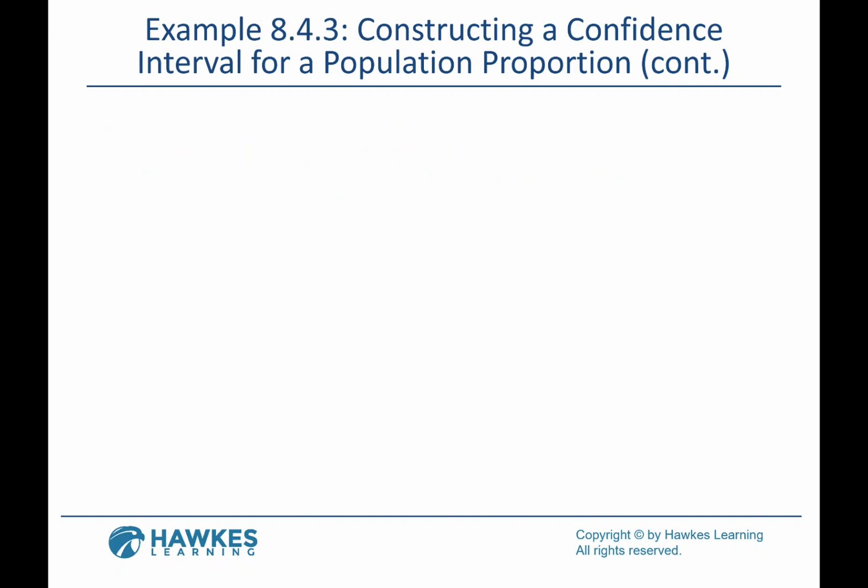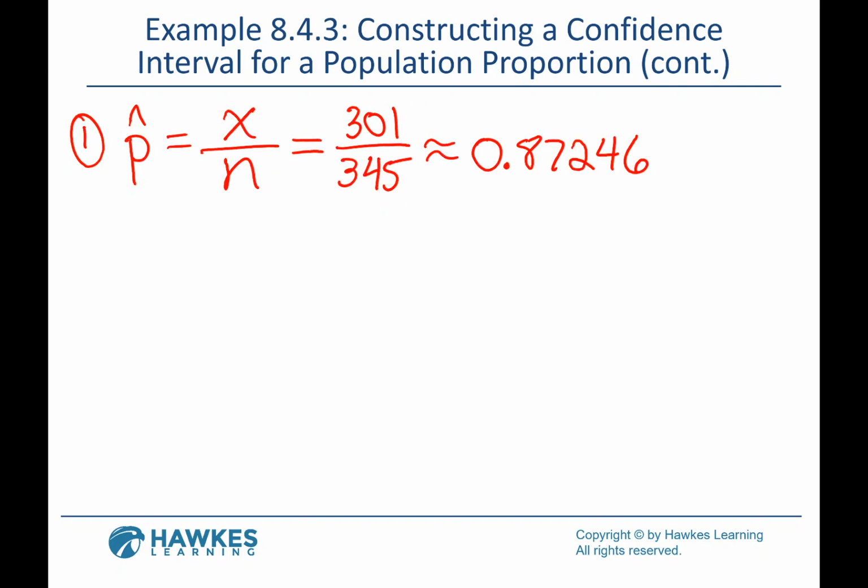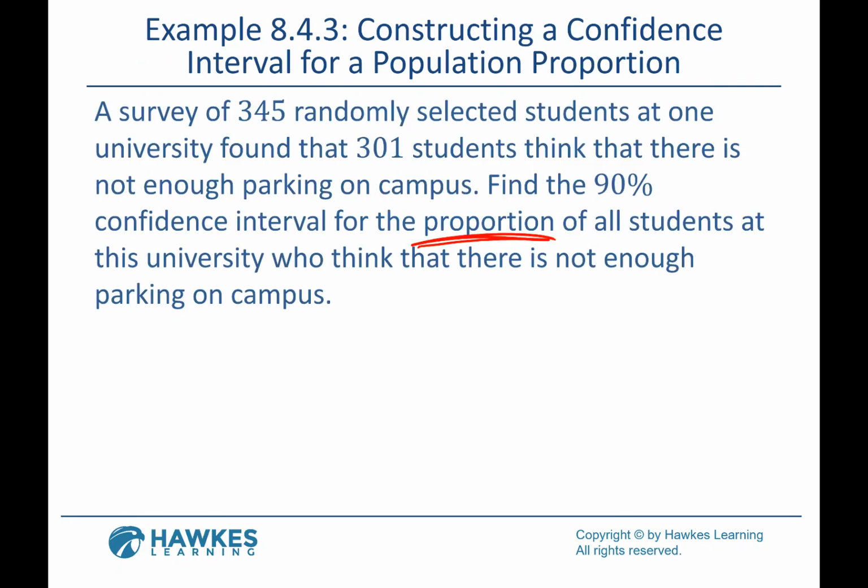Step 2, the margin of error. Let me write the formula down again. It's critical z times the square root of p hat times 1 minus p hat, divided by n. P hat we just found. N was 345. We had to use that to find p hat. So the only thing we're missing here is our critical z.